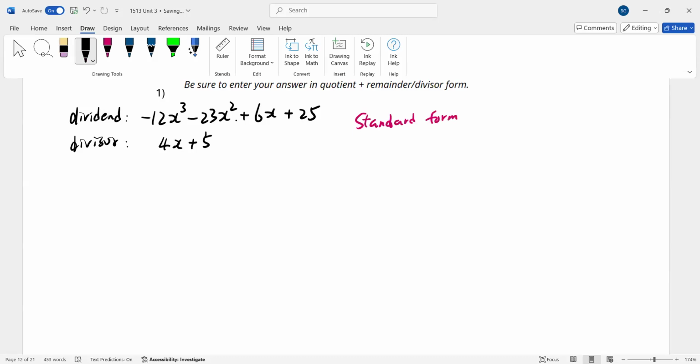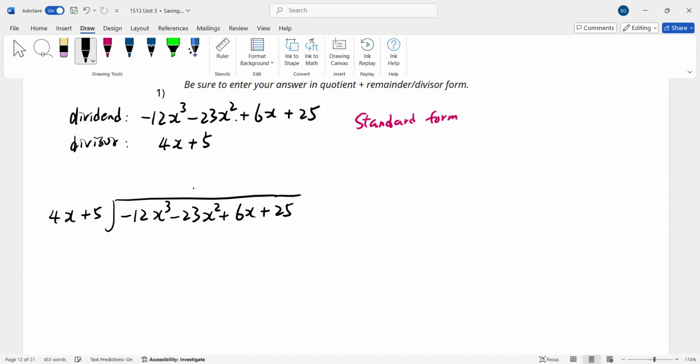We put the dividend under the roof: 12x cubed minus 23x squared plus 6x plus 25. Now we put the divisor right here, and we are going to repeat the process. Let me run the process here: divide, multiply, subtract, compare, bring down.